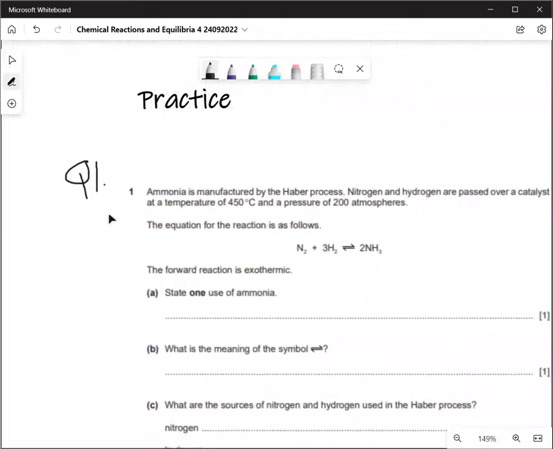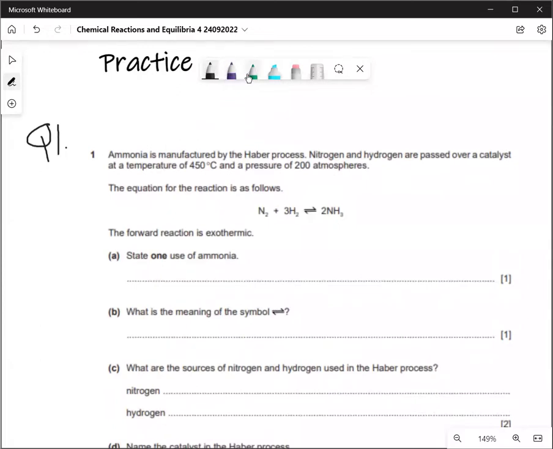Zaira, read the question. Ammonia is manufactured by the Haber process. Nitrogen and hydrogen are passed over a catalyst at a temperature of 450 degrees Celsius and a pressure of 200 atmospheres. The equation for the reaction is N2 + 3H2 ⇌ 2NH3. The forward reaction is exothermic. State one use of ammonia.